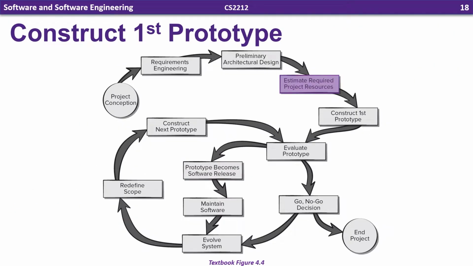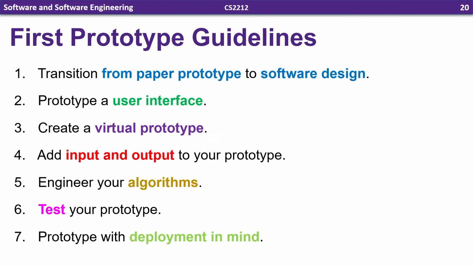So now, after we have everything planned out and estimated, we can start working on constructing our first prototype. And we have a few guidelines for creating that first prototype. Number one is transition from a paper prototype to a software design. What's meant here by paper prototype are things like wireframes or GUI mockups that you might literally draw on paper. This is a great way of presenting a potential graphical user interface to the stakeholders and have their approval or disapproval of that before you even write any code.